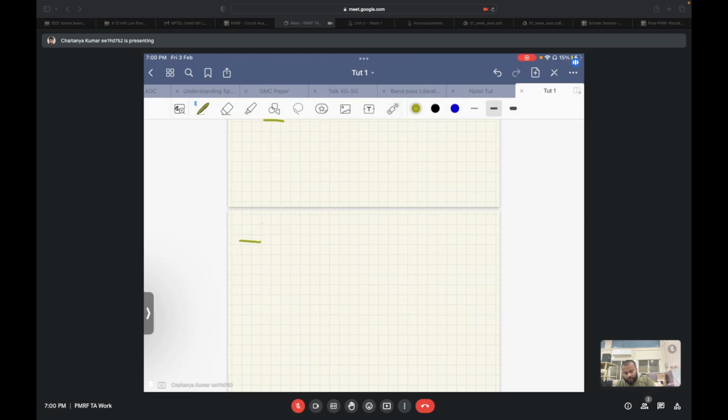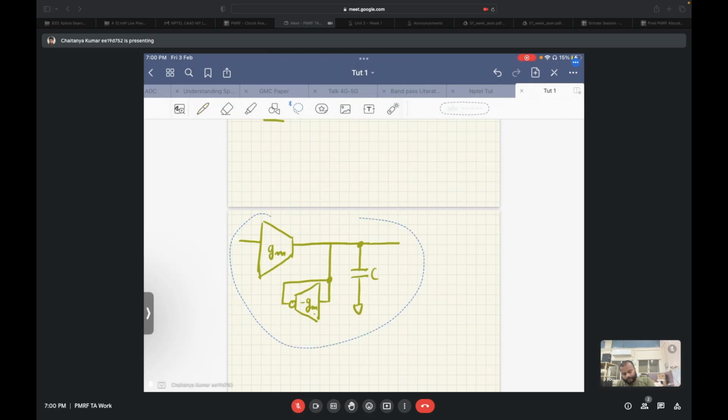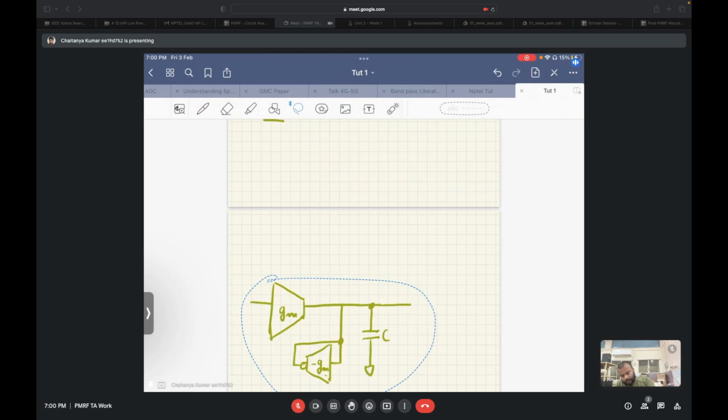So consider this structure. How we come up with this structure, we will study later in this course. However, as of now, we can just look at the structure and analyze it. So this is a GMC low pass filter.